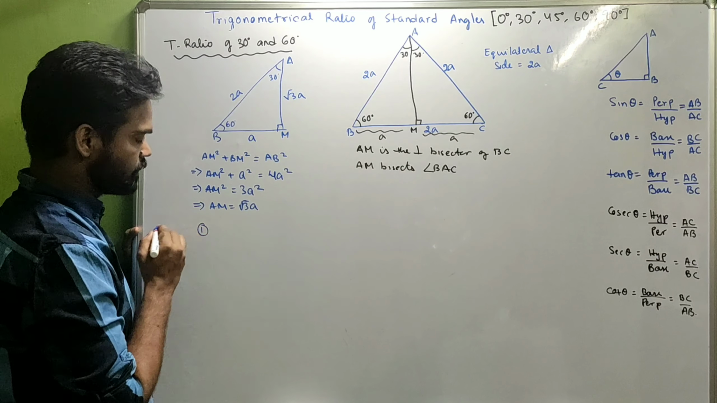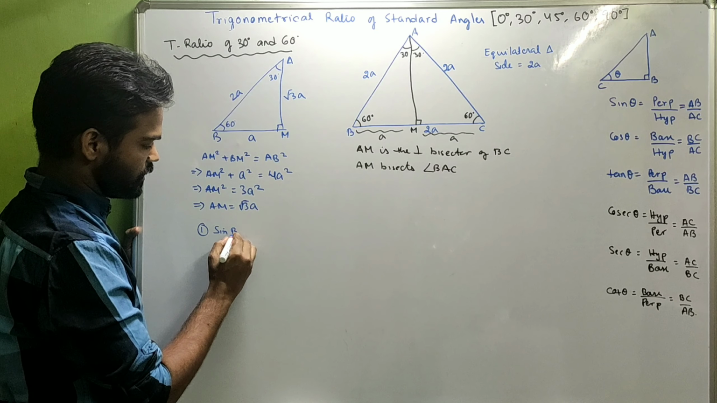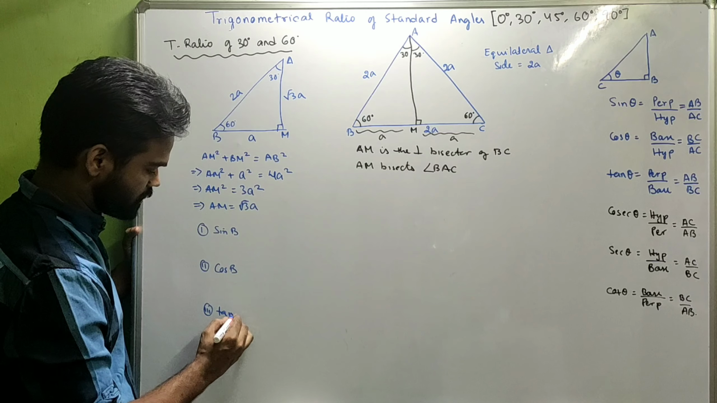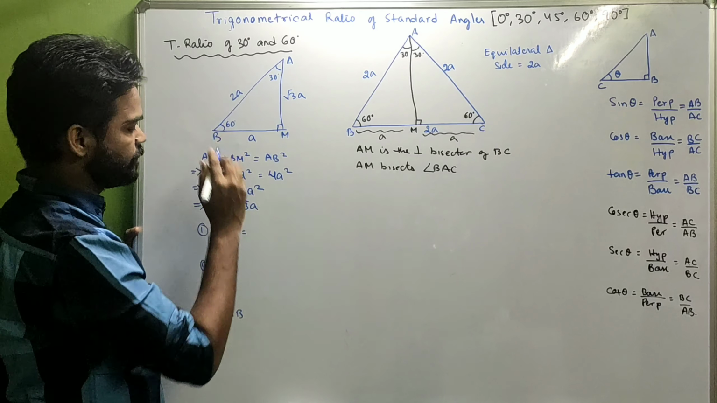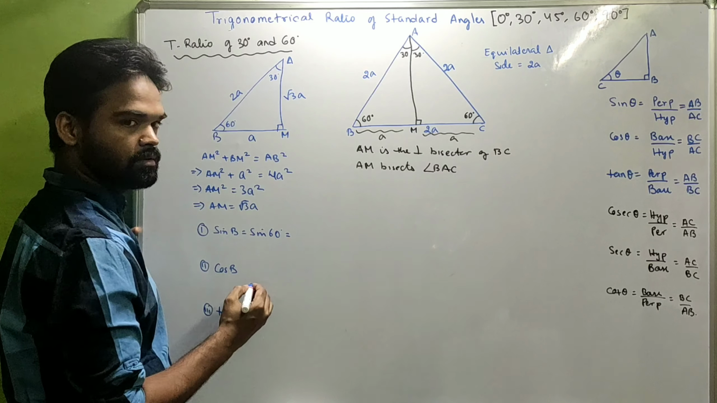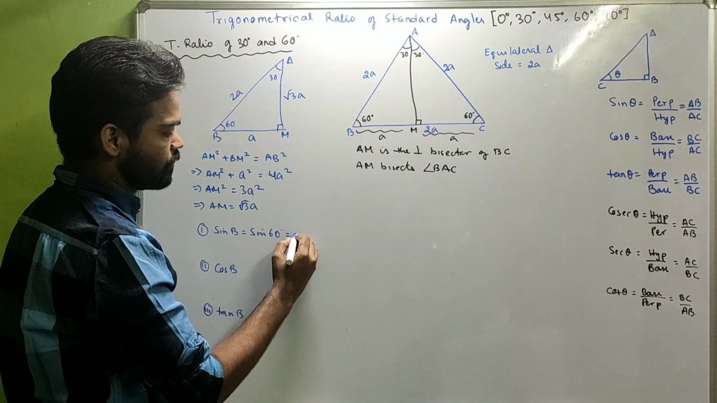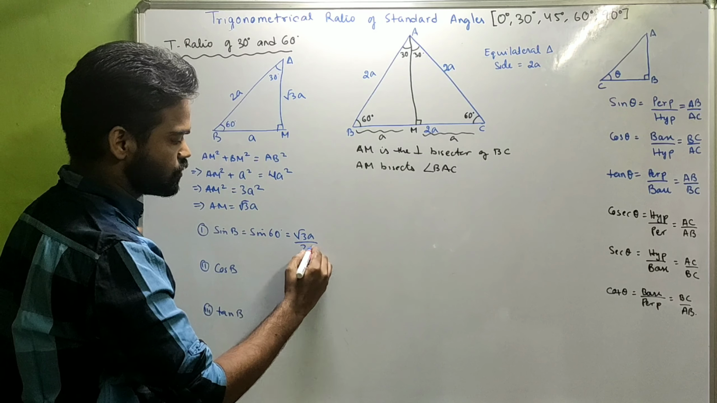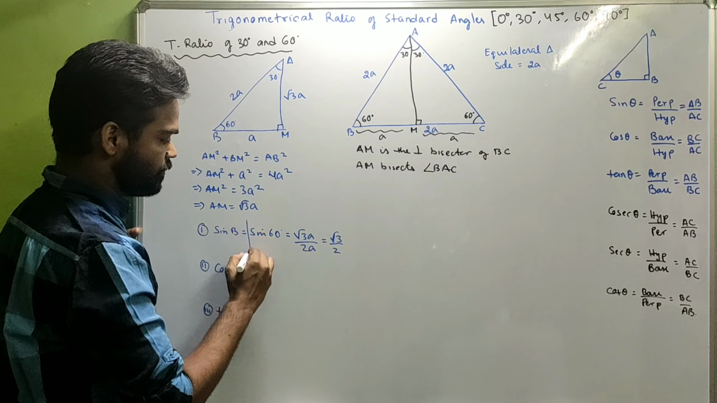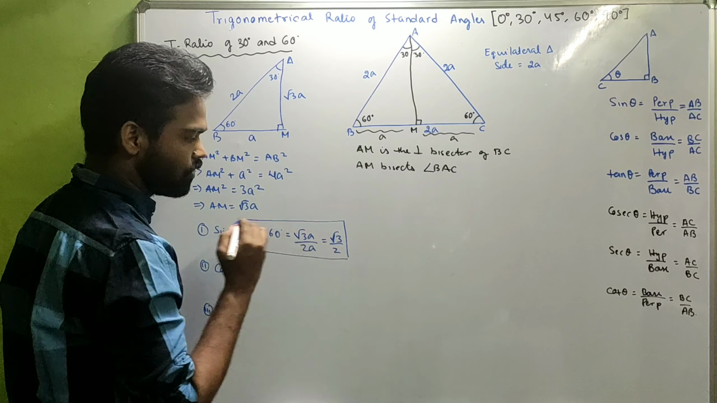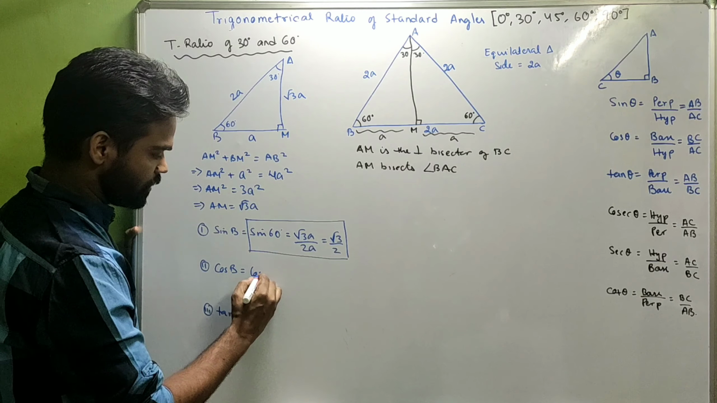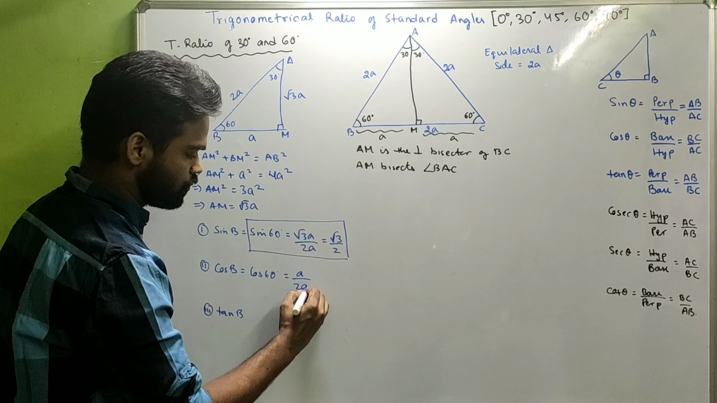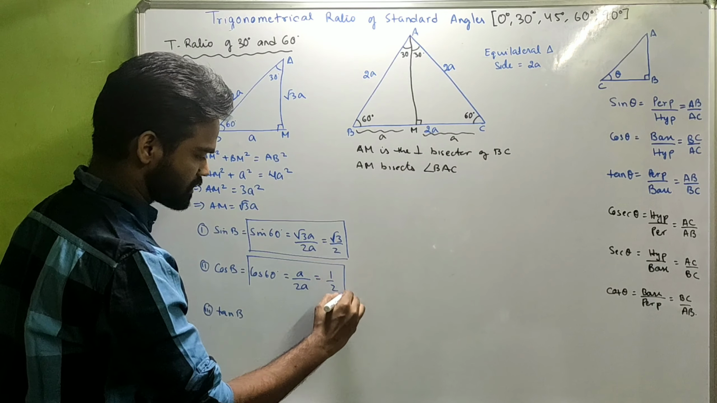Now look carefully. I want to find sine B, cos B and tan B. Now B is nothing but 60 degree. So sine 60 degree will be perpendicular by hypotenuse, which is AM, that's root 3A, by hypotenuse, that's 2A, which is root 3 by 2. So sine 60 is root 3 by 2. Similarly, cos B, which is nothing but cos 60. Cos 60 is base by hypotenuse, which is A by 2A, which is half. So cos 60 is half.